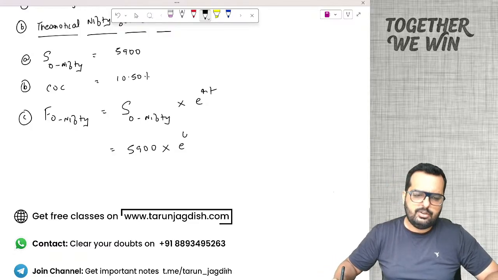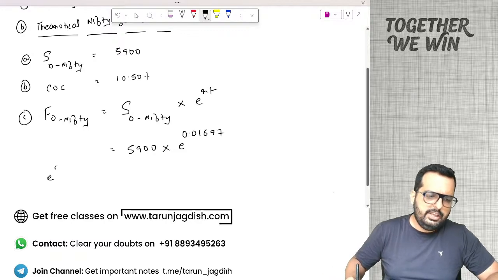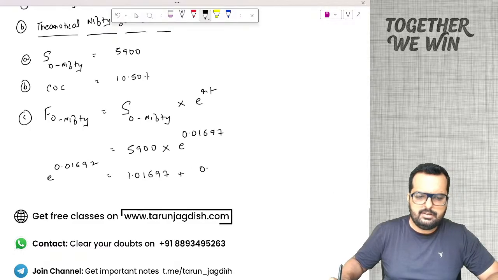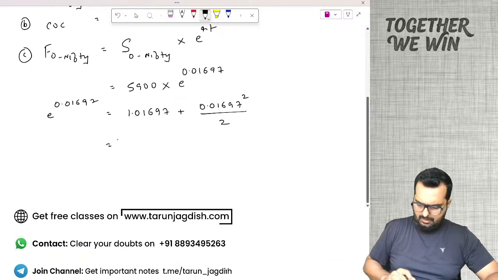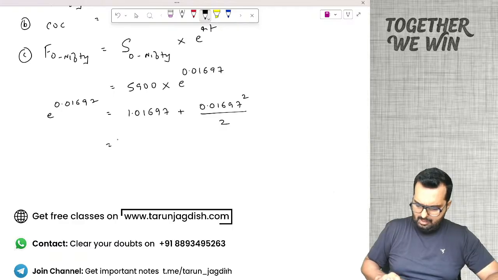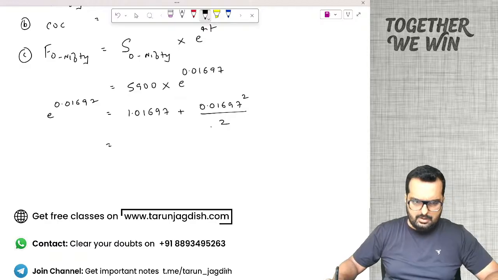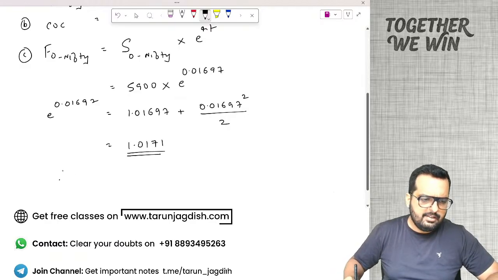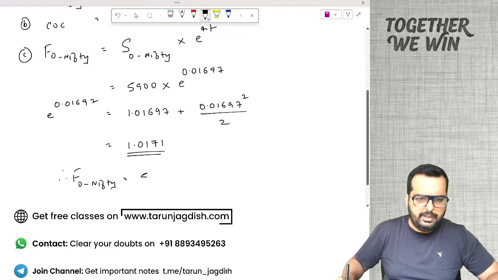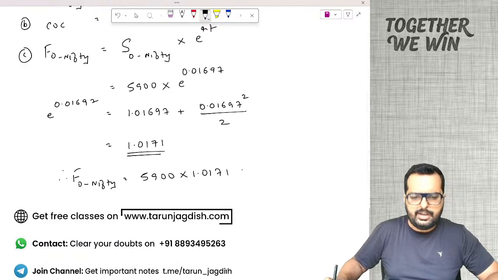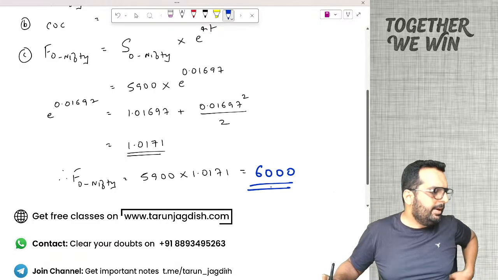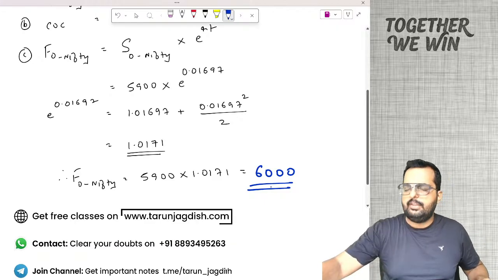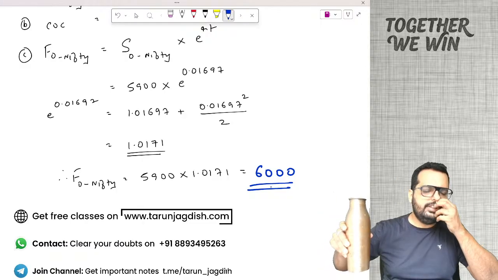So that is 1.697, so 0.01697 is what will come. Now e raised to 0.01697 will be equal to 1 plus 0.01697 plus 0.01697 square divided by 2. Do you get the answer as 1.0171? Therefore, F0 of Nifty will be equal to 5,900 into 1.0171. That will give you the answer as 6,000. Everybody clear with this part? This part was a little tricky, but this is a very, very good question, friends. So what have we got over here? We have got the Nifty future price.